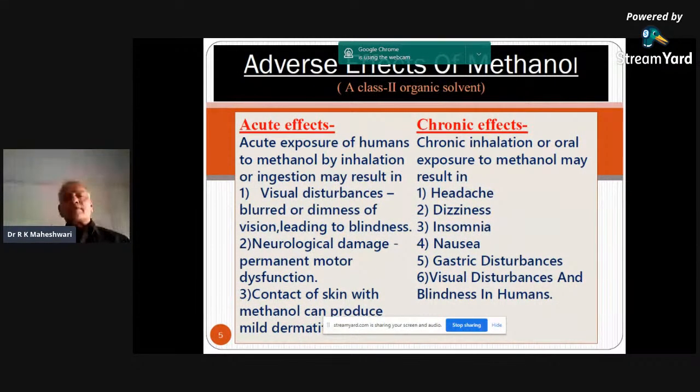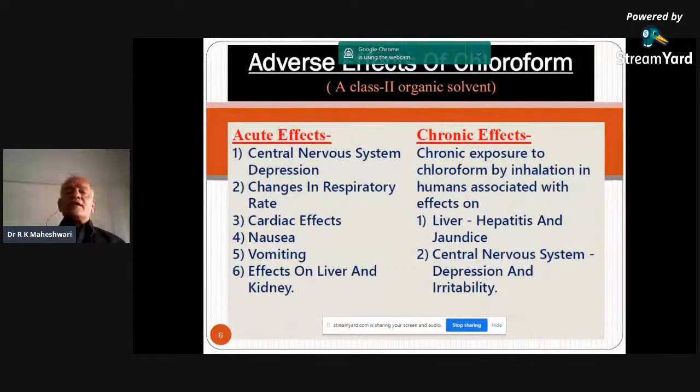Acute exposure of humans to methanol by inhalation or ingestion may result in visual disturbances, blurred or dimness of vision, leading to blindness, neurological damage, and permanent motor dysfunction. Contact of skin with methanol can produce mild dermatitis. Chronic inhalation or oral exposure to methanol may result in headache, dizziness, insomnia, nausea, gastric disturbances, visual disturbances, and blindness in humans.